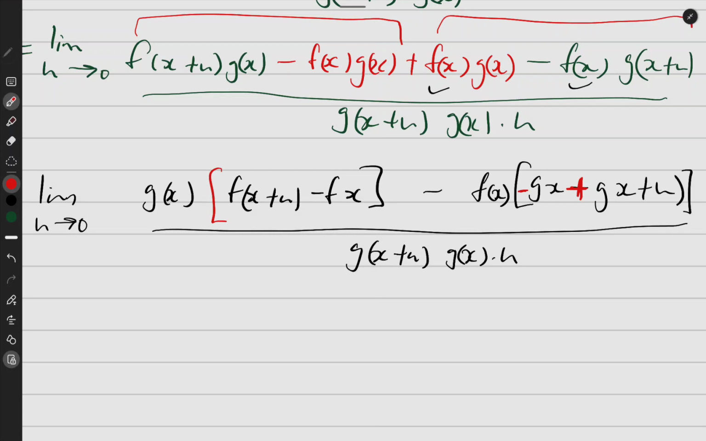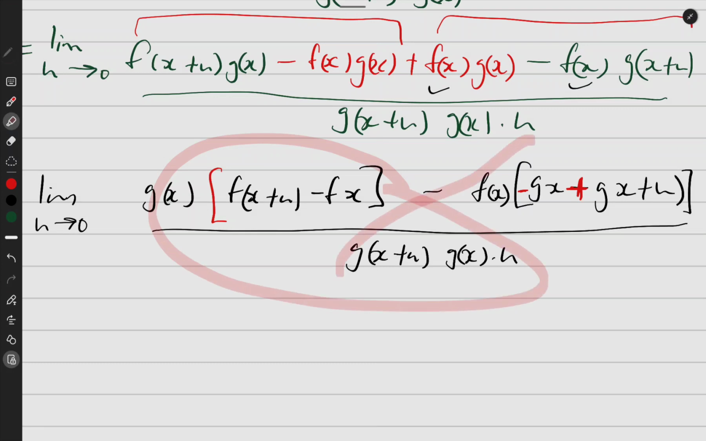Okay, so what can we do now? We can consider this as a fraction on its own, and consider this one as a fraction on its own. Then I think we would have tackled the problem. So we're still saying limit as h approaches 0. Okay, but now we have g of x here. I also have a g of x in the bottom, so I don't need to keep on with this g of x.